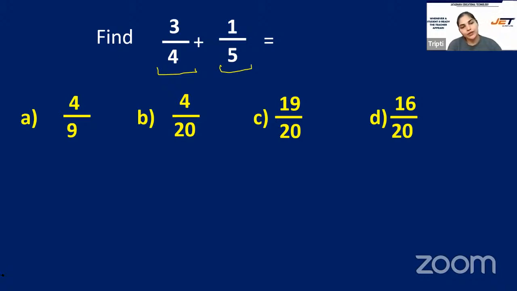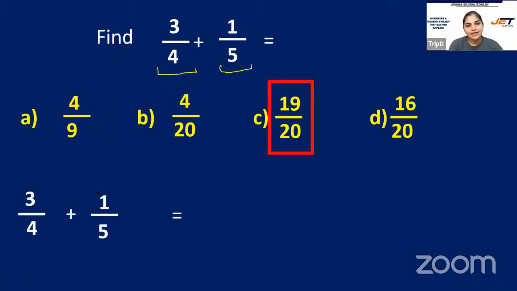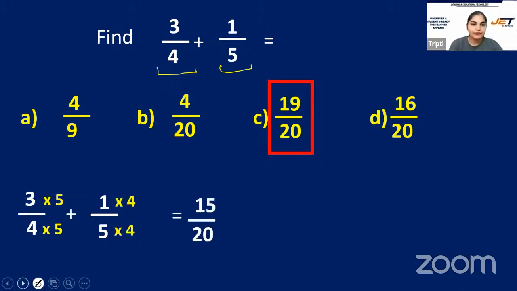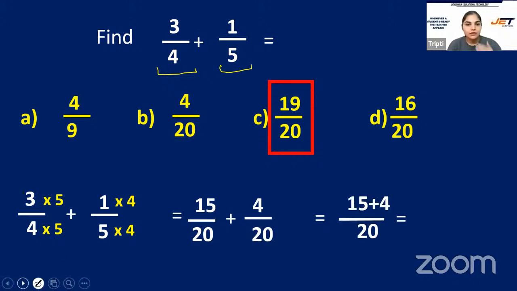All right. So over here, it's 3 by 4 plus 1 by 5. 3 times 5, and here we have 4 times 5. 3 times 5 is 15, and 4 times 5 is 20. 1 times 4 is 4, 5 times 4 is 20. So 15 plus 4 is 19 by 20. Our main aim is to make the denominator same, and that's it.